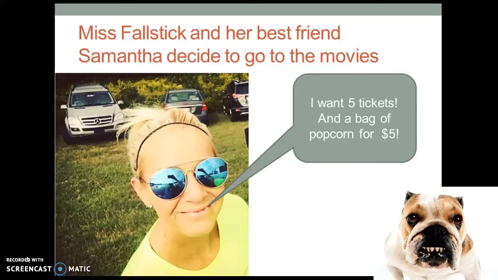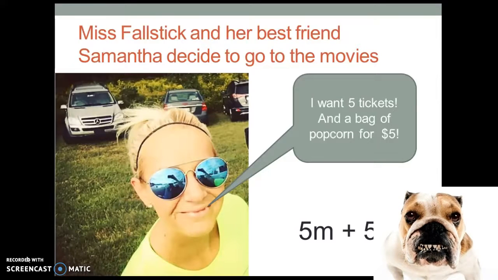Now, Miss Fosdick wants to buy 5 movie tickets because she has a lot of friends, and a bag of popcorn as well to watch the movie. In order to represent this situation, I'm going to use 5M plus 5. 5 because that's 5 tickets that I'm buying, and M represents the cost of the movie tickets. Plus 5 represents the additional cost that I would need in order to purchase popcorn.